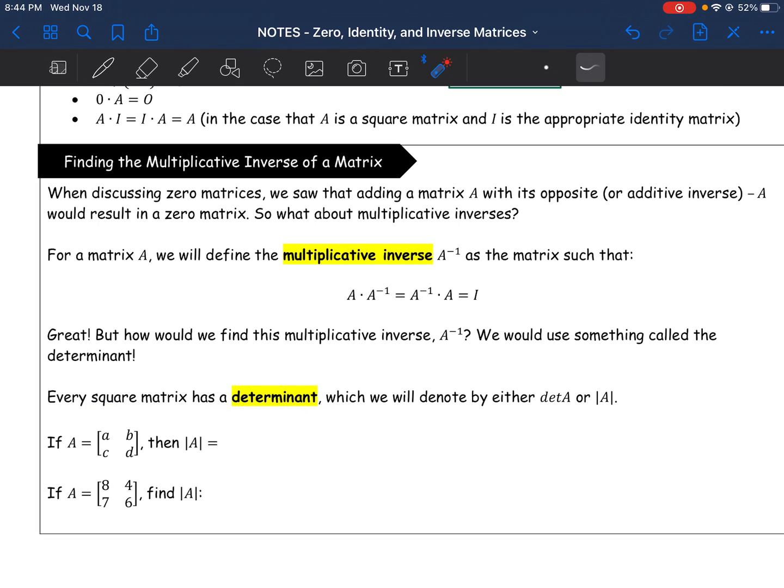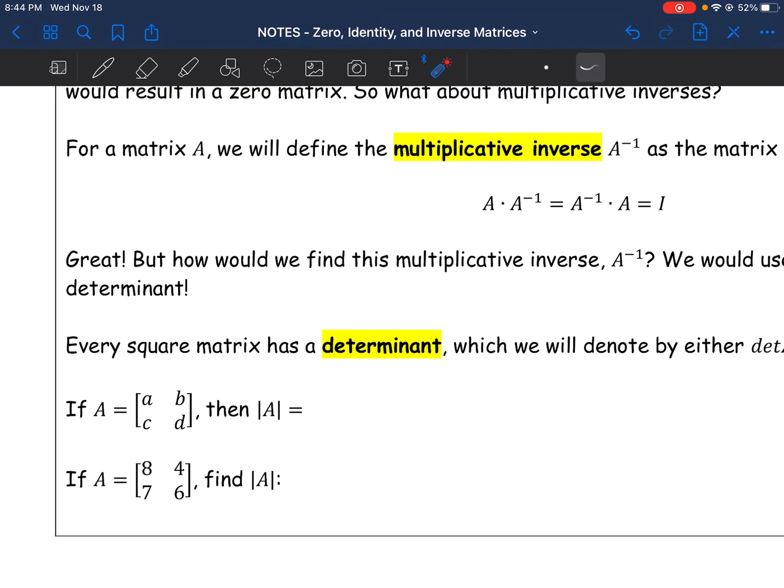And we're going to denote determinant by either saying DET, which stands for determinant, so determinant of A, or we can put the matrix name inside these absolute value bars. So the determinant has a formula. We're going to write down this formula here. I'm going to write it in red to make it stand out. But let's say that matrix A has elements A, B, C, and D. Then the determinant of A is going to be A times D minus B times C. I'm going to go ahead and box that because that's going to be a pretty important formula for us.